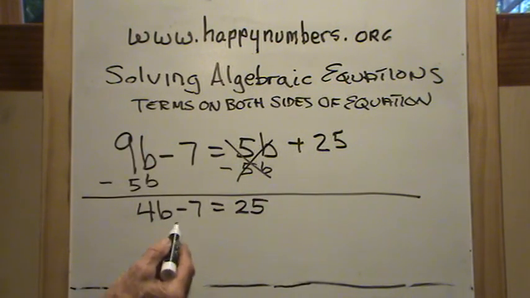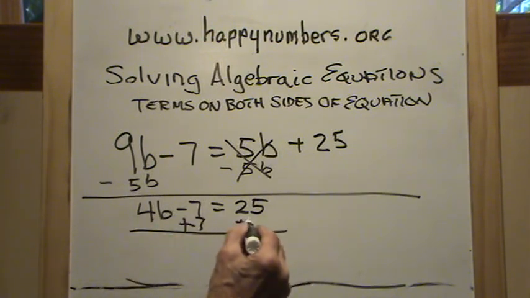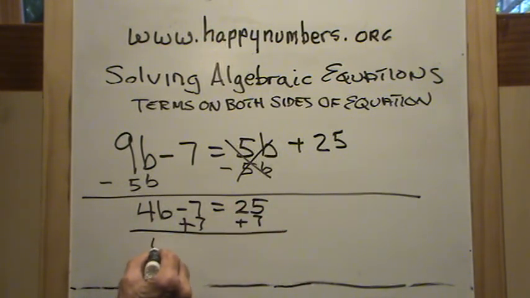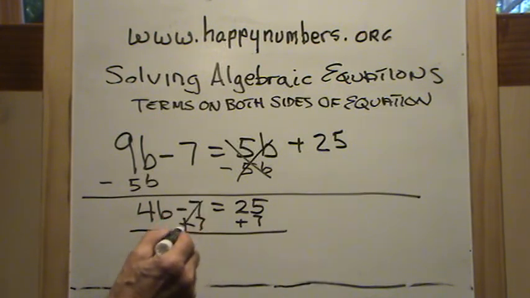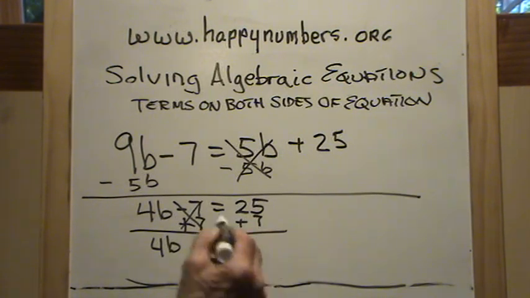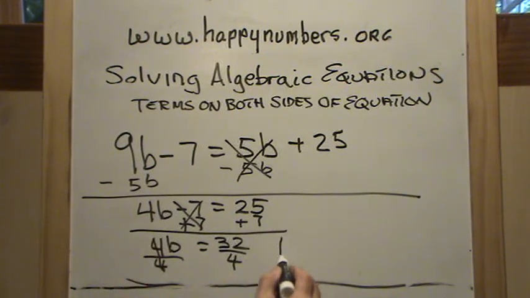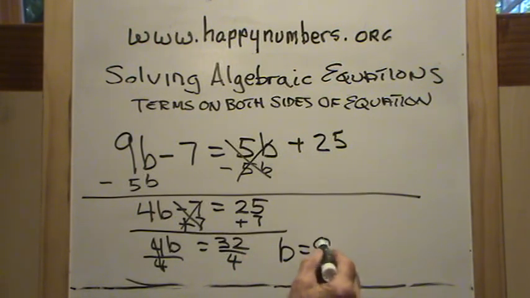Now I have myself a negative 7 here, and I want to bring it here, so I can use the opposite or inverse, so I'll put a positive 7, and I'll get 4b, and these will cancel out, equals 25 plus 7 is 32. Now I want to get b all by itself, and this is multiplication, so I'll divide by 4 and divide by 4. The 4's cancel out, and I have b equals 32 divided by 4, which is 8. Well, good.